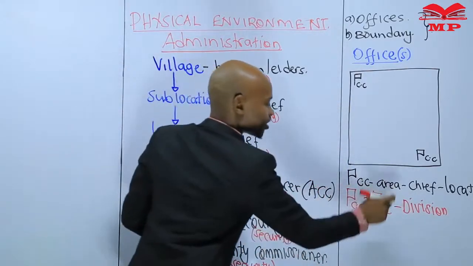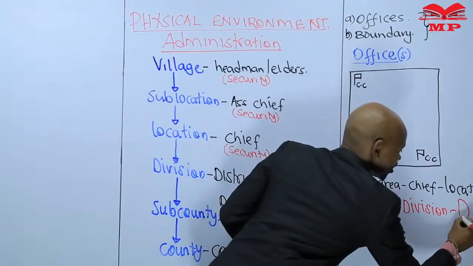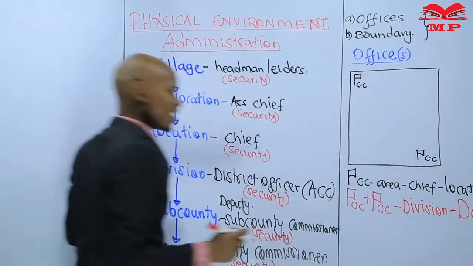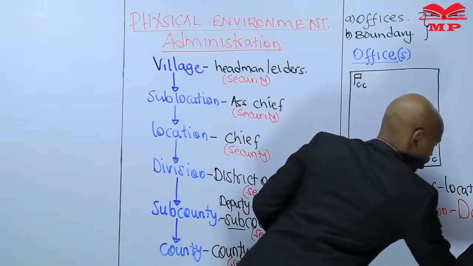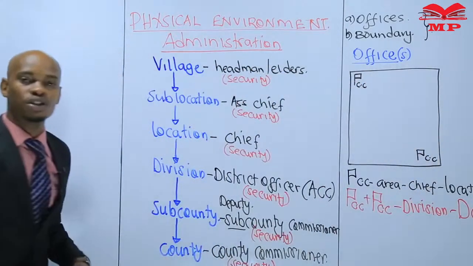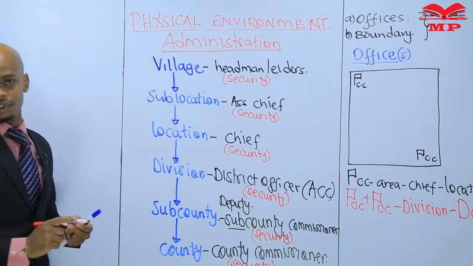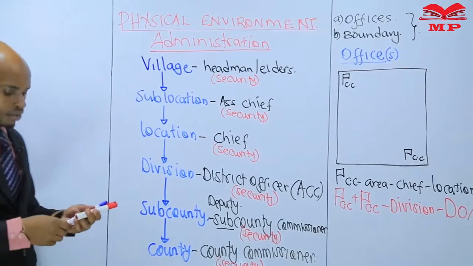A chief camp plus a chief camp, that's a division. Who is the head of a division? A DO. Or in the new dispensation, ACC, Assistant County Commissioner. Now, another example about the same.